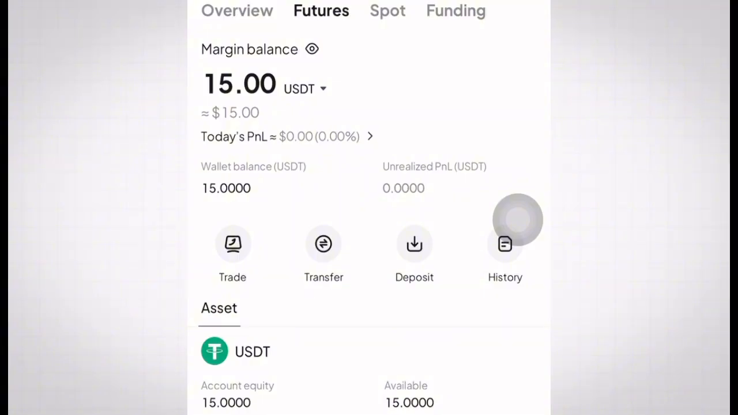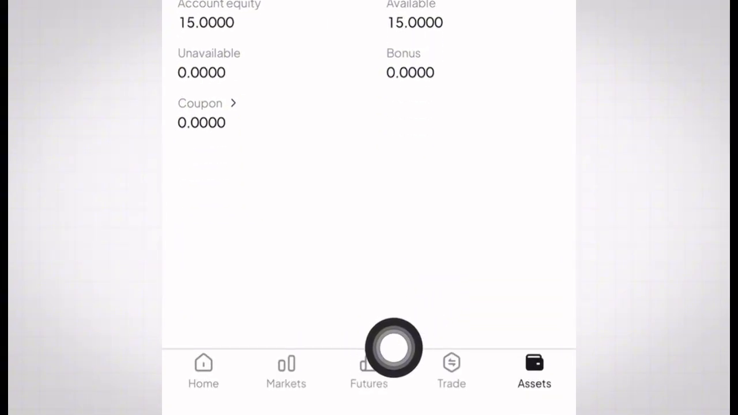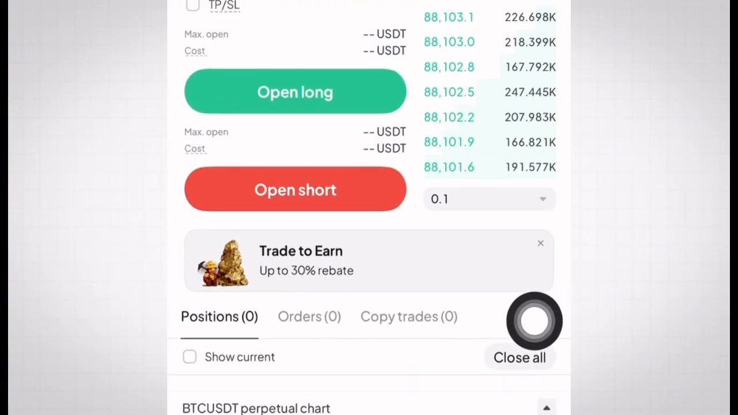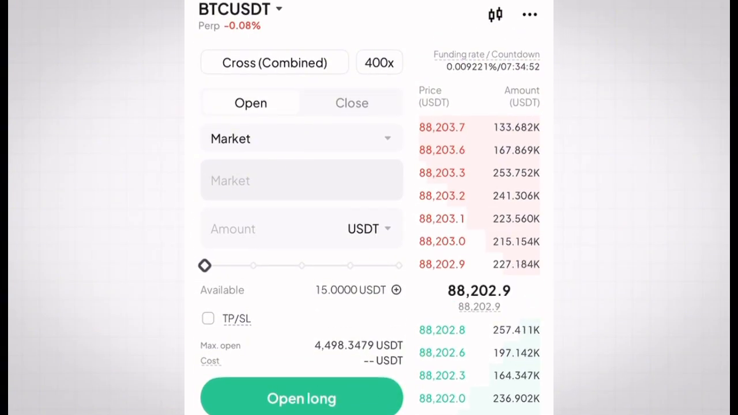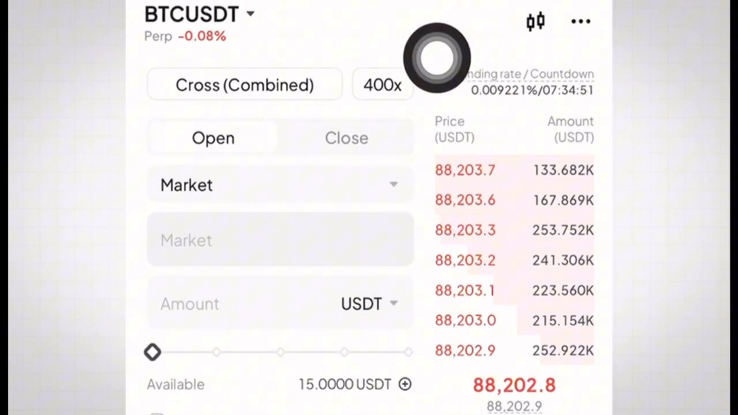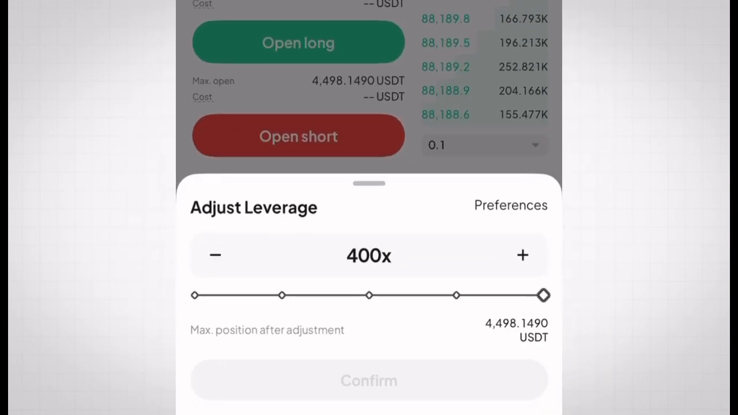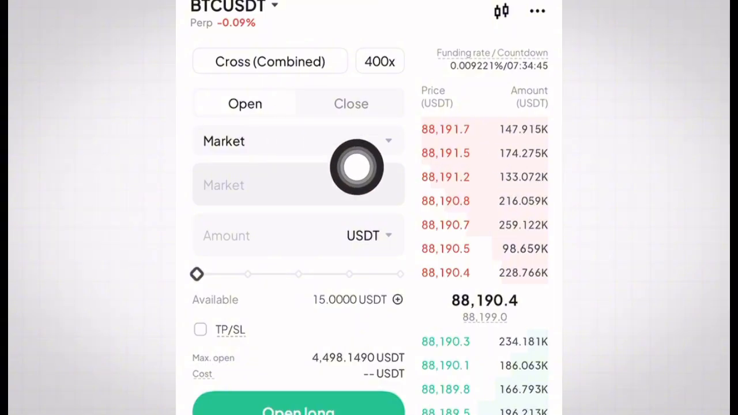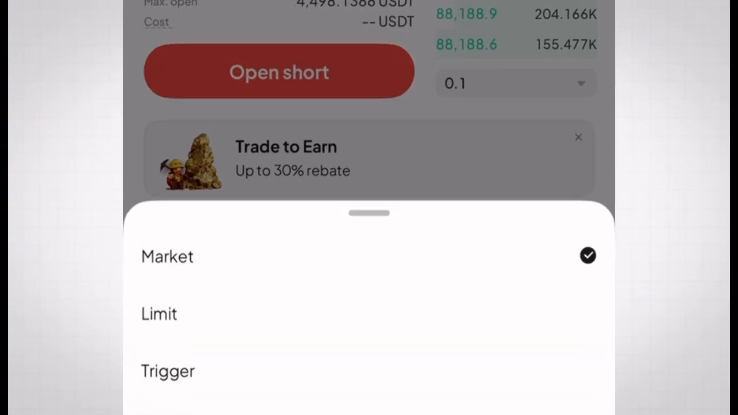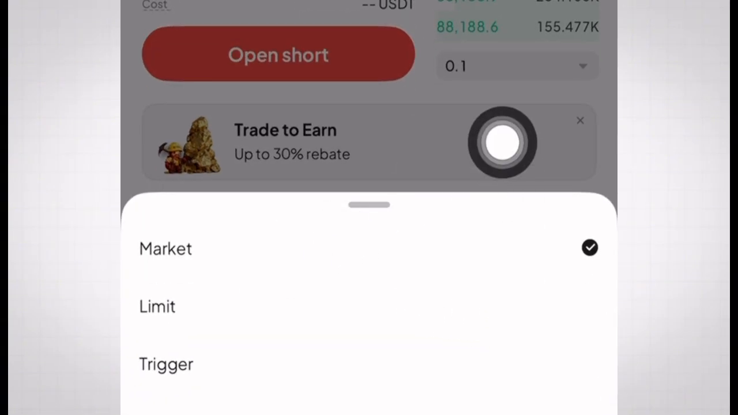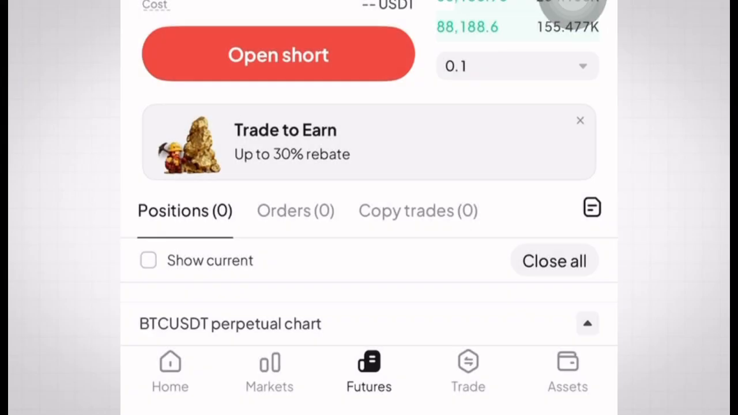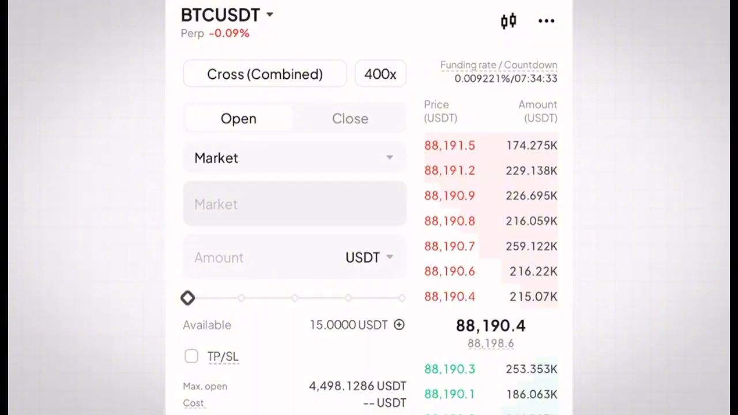So all you want to do right now, you've gotten the whole thing funded. Now we want to go to step 2 on how to use this interface the right way. For you to go to the futures interface, all you want to do is go down below, you see futures, click on it, and there you go. This is what the interface looks like. From here they have the cross and combine, and you see you have over 400x leverage. And then you can see you have the open, close, and the market. If I click on the market, you have the limit and the trigger. Basically the two you're going to be using are either the limit or the market. I'm going to explain it step by step.